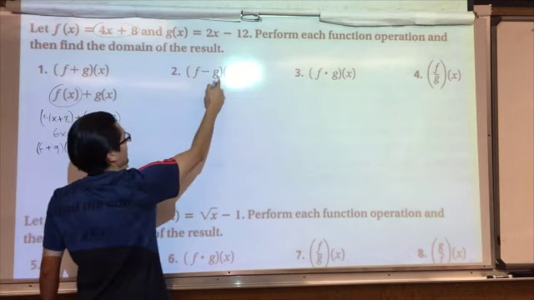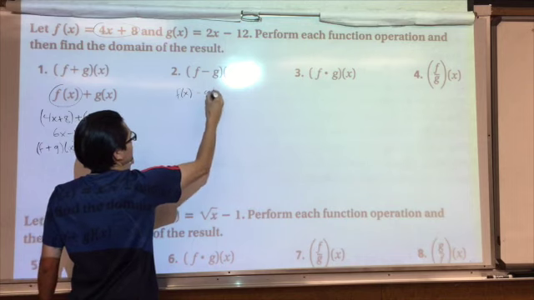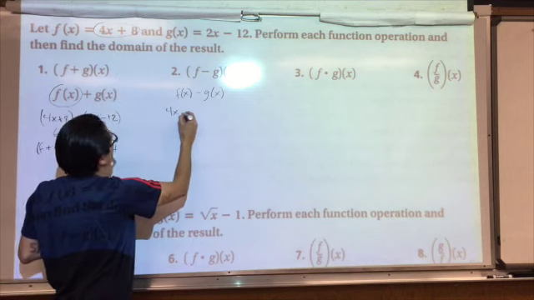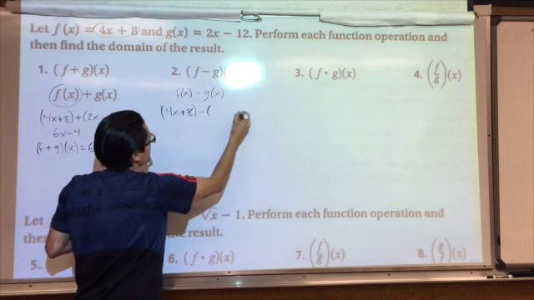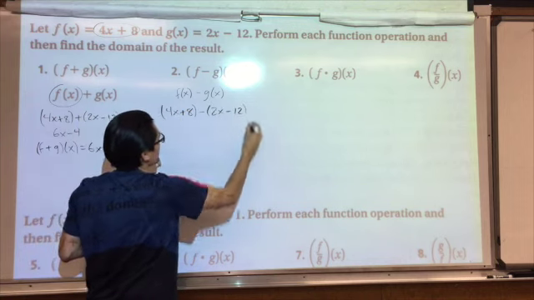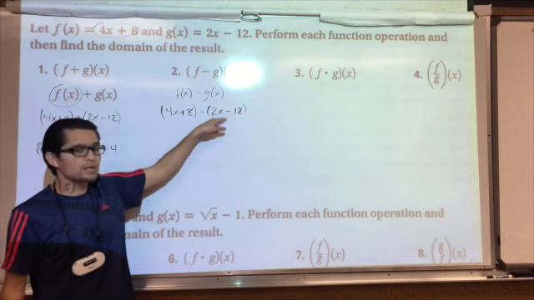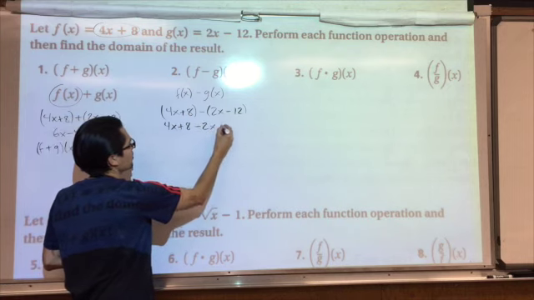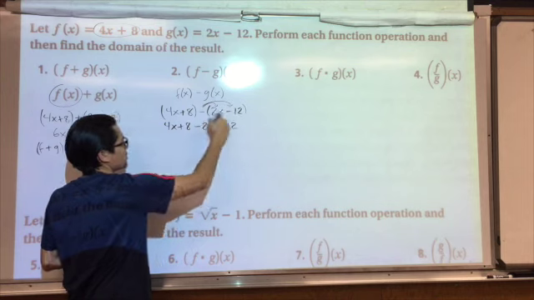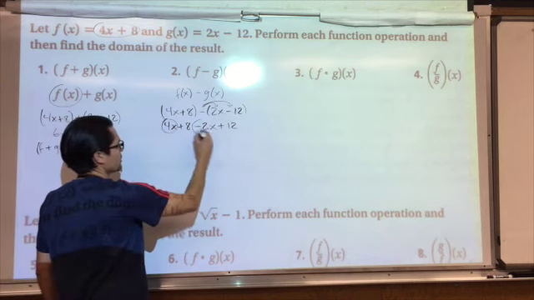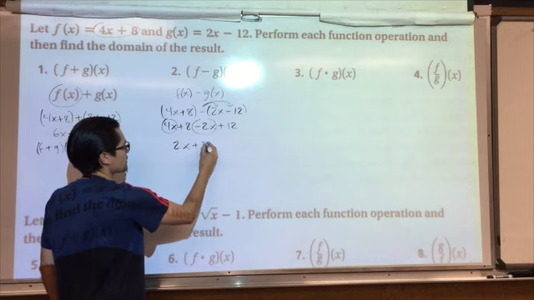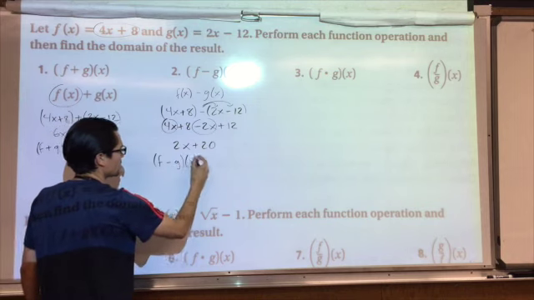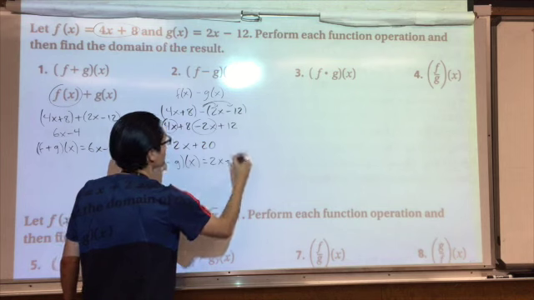Let's do the next one. F minus g of x. That means f of x minus g of x. F of x, once again, is 4x plus 8 minus g of x, which is 2x minus 12. And here you got to be careful, since I'm subtracting, this negative sign has to be distributed. So it's going to be 4x plus 8 minus 2x plus 12, because that negative changes the signs. And then combine like terms, and you're done, just like in the previous one. 2x plus 20. There's your result. So f minus g of x equals 2x plus 20.